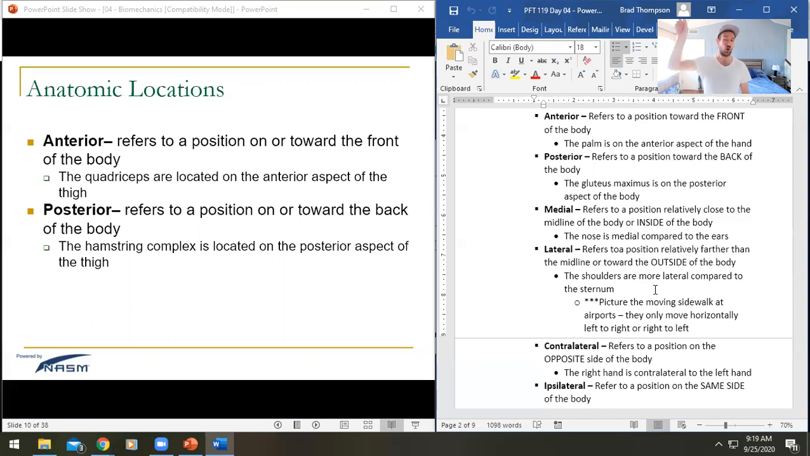But remember, every single one of these points of reference is from the anatomic position. So the palms are considered to be on the front of the body. They are anterior, whereas the back of your hand is considered posterior because we're always referring to everything from the anatomic position. So your quadriceps are on the anterior part of your thigh, and your hamstrings are on the posterior part of your thigh. So anterior on the front, the palms, and posterior, your gluteus maximus.